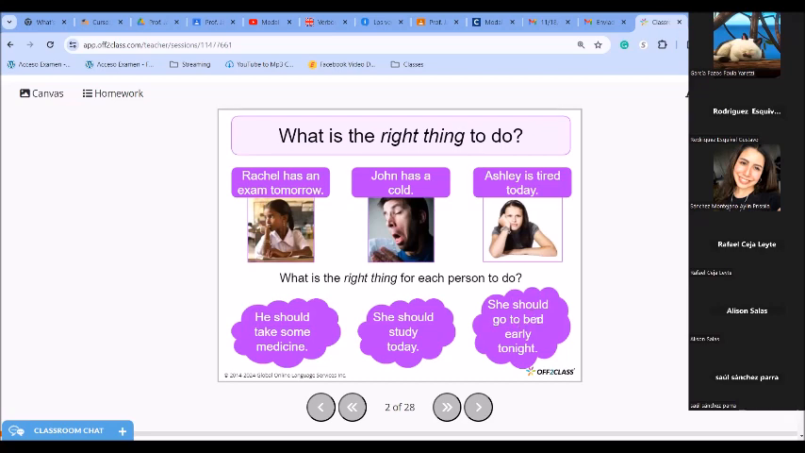If she's tired, it means that she wants to sleep. Where do you sleep? Location. In your bed. All right, so if you're tired, she should go to bed. Repeat. She should go to bed early tonight.